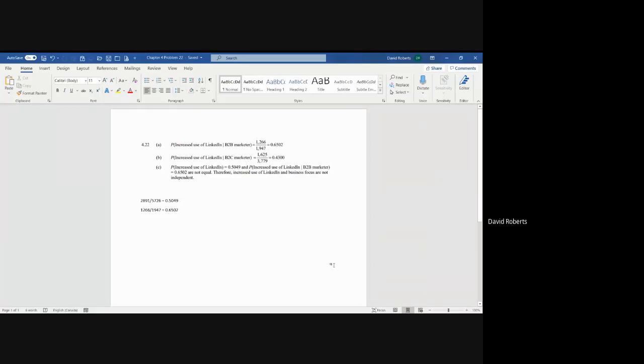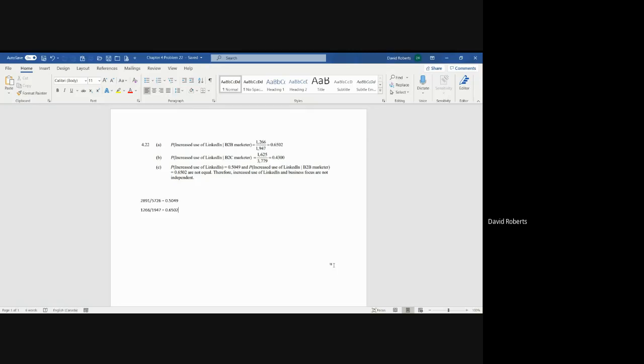Welcome to problem 422 on page 167. Once again, we have a 2x2 table. This has to do with LinkedIn postings and B2B, or business to business, or B2C, which is business to consumer. So we've got a simple table, yes and no, increased LinkedIn postings, and broken down by the two major categories, B2B and B2C. So in part A, suppose you know that the marketer is a B2B marketer.